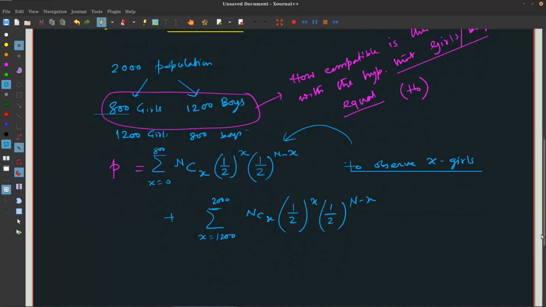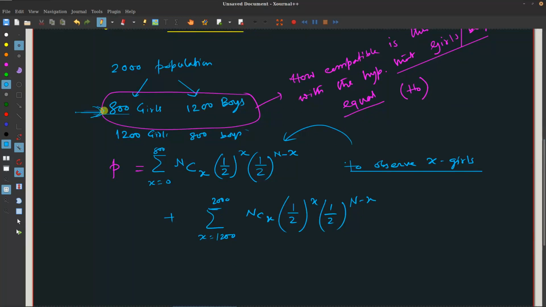Now remember, of course, a more skewed observation. Suppose you have like 500 girls and 1500 boys. So you are taking 800 because it's the first observed data here to make this hypothesis. This is the observed data.